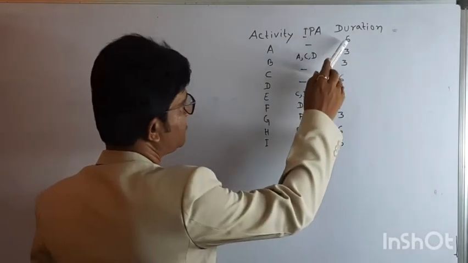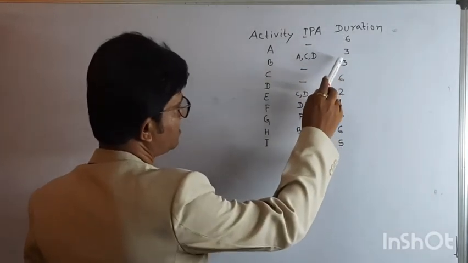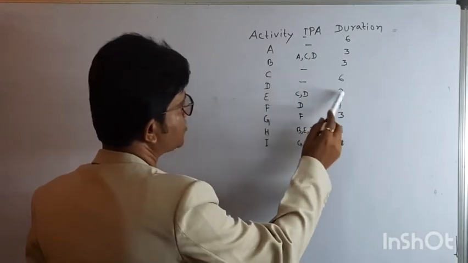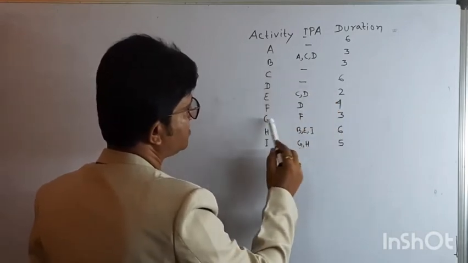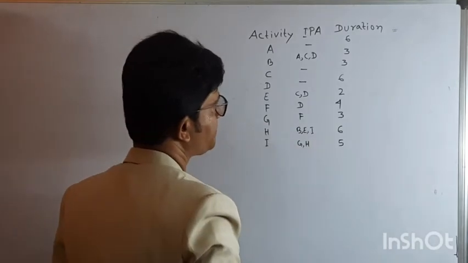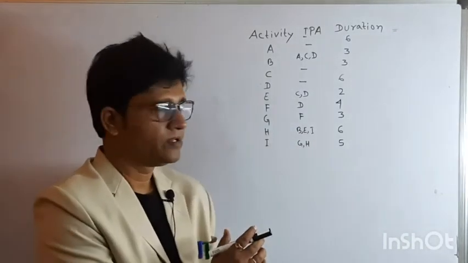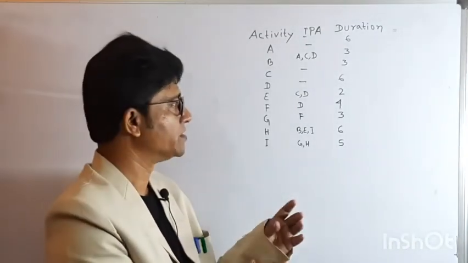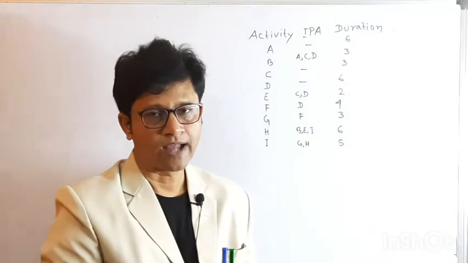Their respective durations are: A is 6 units, B is 3 units, C is 3 units, D is 6 units, E is 2 units, F is 4 units, G is 3 units, H is 6 units, and I is 5 units. So if in a project you find this type of situation, how do you deal with it? How will you go about the network analysis?